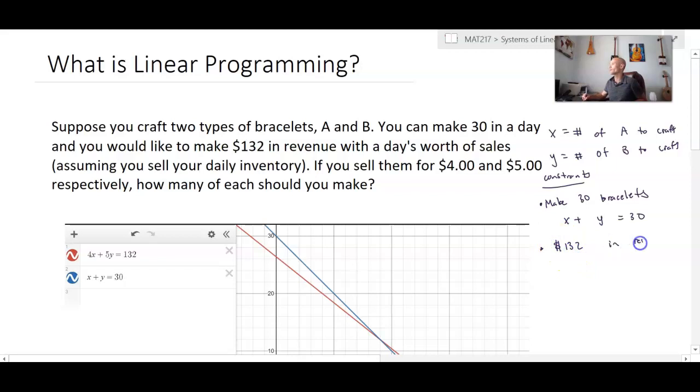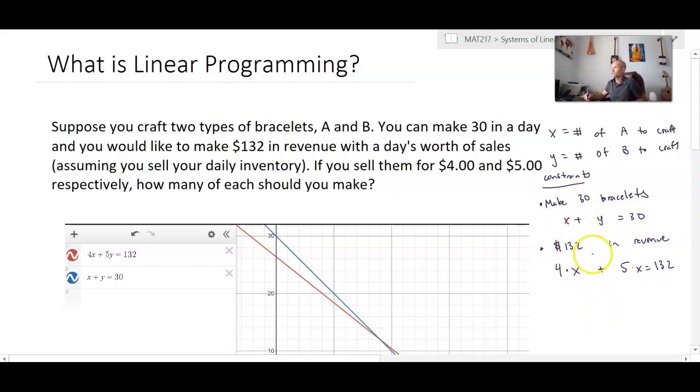Now revenue is just what we're going to make in sales. So if we sell 5 of bracelet A at $4 a piece, that'll be 5 times 4 is 20. If we sell 6 of bracelet B, that's going to be 5 times 6 is $30. And then we need to add those together. So we're going to take $4 per bracelet A times the number of bracelet A. That'll give us just the revenue for bracelet A in dollars, plus 5 times Y, and we want that to be equal to exactly $132.